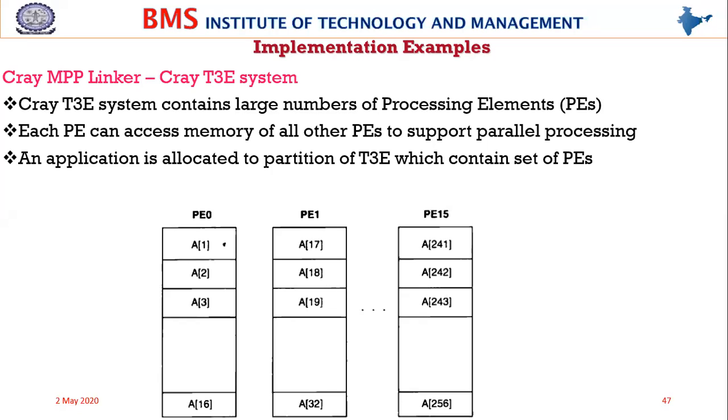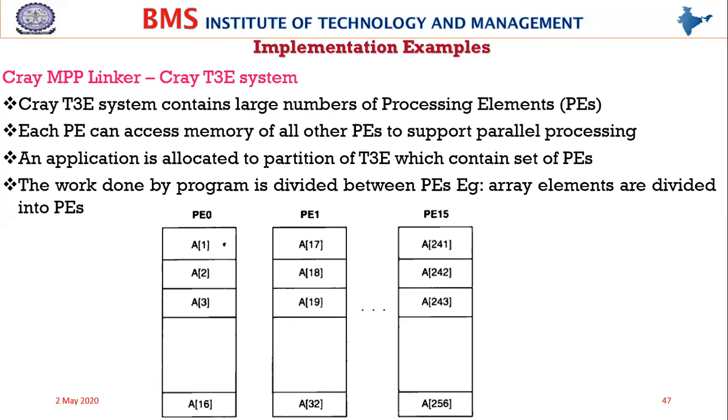An application is allowed to partition the T3E, which contains the processing elements. So an application can be executed in parallel by a set of processing elements, right? The work done by the program is divided between the processing elements. Just have a look at an example. This example has been given in detail in the book.